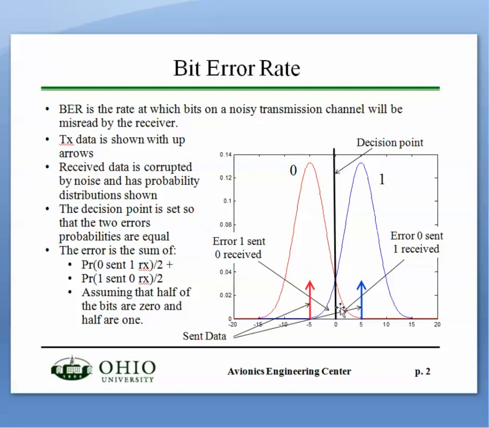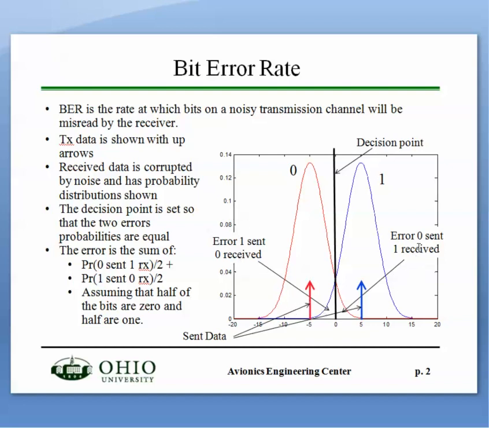Because since these standard deviations are the same and they're the same number of bits one way or the other, when this area underneath the blue curve from 0 to whatever is equal to this area, then that's going to be the appropriate decision point. So I'm going to say that 0 is my decision point, and if I send a 1 and I get a value that's less than 0, I'm going to call that an error. That's an error. A 1 was sent and a 0 received.